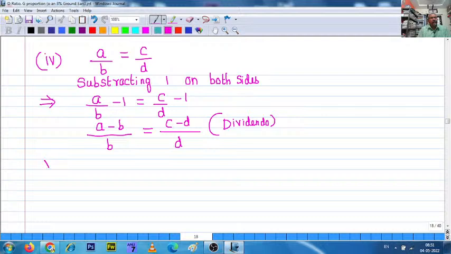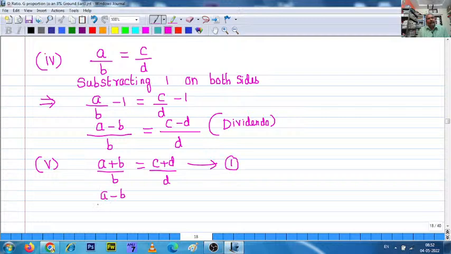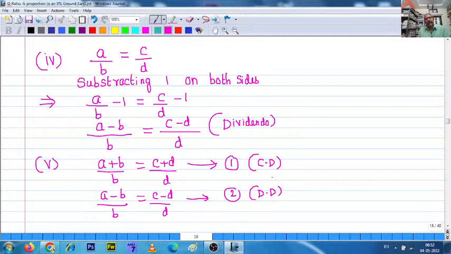Okay, let us write the fifth point. So we know componendo. What is componendo? A plus B by B equal to C plus D by D. This is called componendo. A minus B by B equals to C minus D upon D. This is called dividendo.